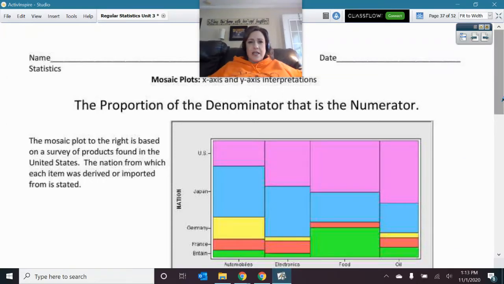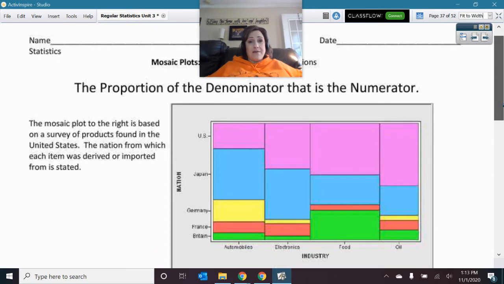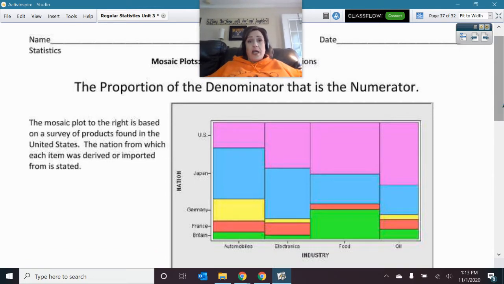All right, guys, let's just kind of talk about this assignment that I've added into your lessons here. Mosaic plots are important, and it's also really important that you can correctly interpret what the x-axis and y-axis means. So I've added this assignment in to make sure we can really identify that denominator and numerator correctly. So remember, we're going to talk about the proportion of the denominator that is the numerator.